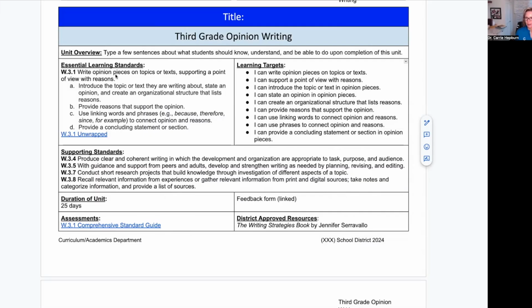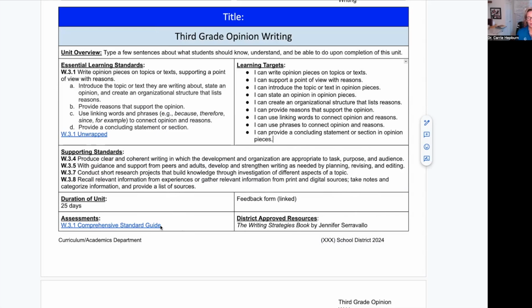So we looked at the writing process and we identified then the standards. So in this particular unit, there are essential standards. For this district, they have essential standards, and then we have our supporting standards. So what you'll notice is we have the essential standard of opinion writing, and then we have supporting standards below that will be added to that calendar so that we're making sure we're hitting lessons along the learning progression. We have that this unit's going to be 25 days long. Their assessment includes their comprehensive standards guide.